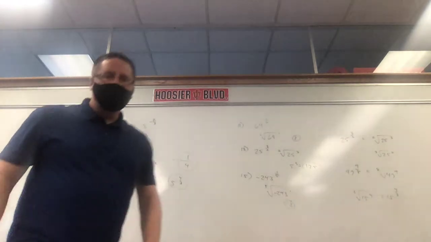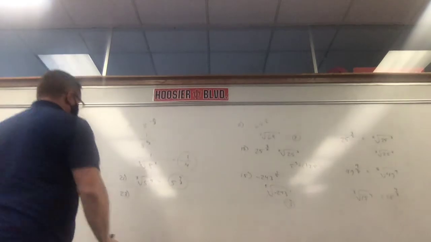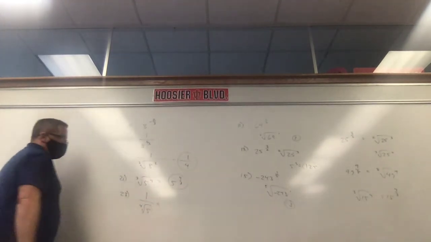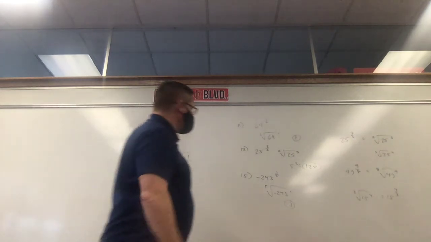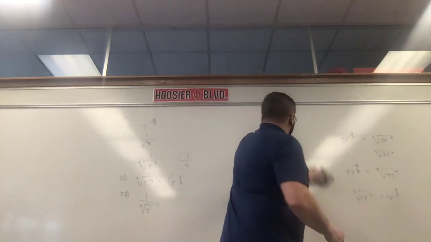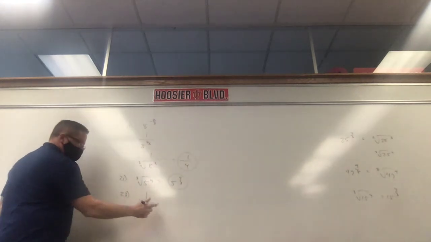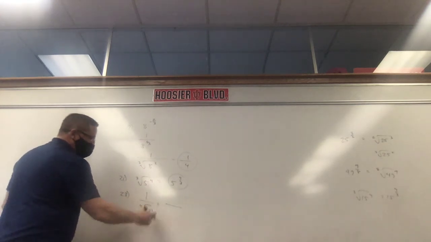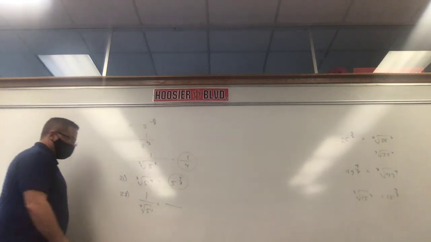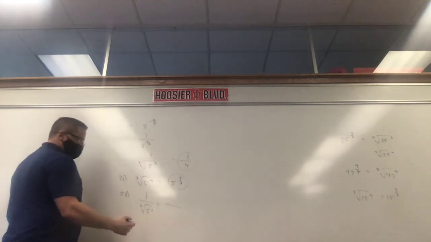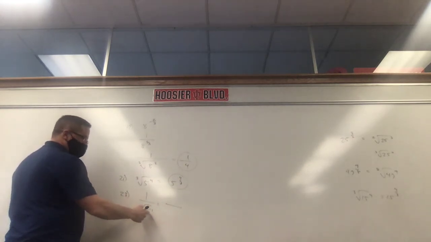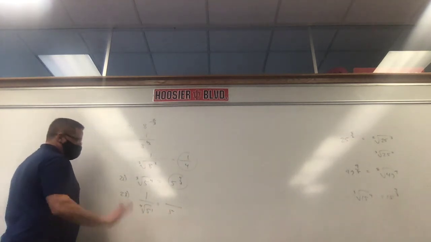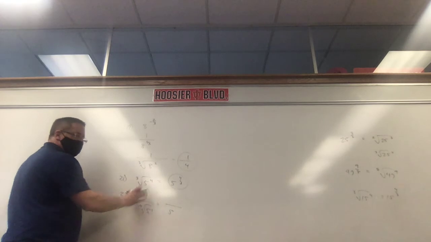Rewriting this one also. 1 over the 4th root of 5. So what's the exponent on 5? I don't see it. It's a 1. Just ignore this 1 right here, okay? How would I rewrite the 4th root of 5 to the 1st? 5 to what power? Slow down. Just don't worry about this 1 on top yet.